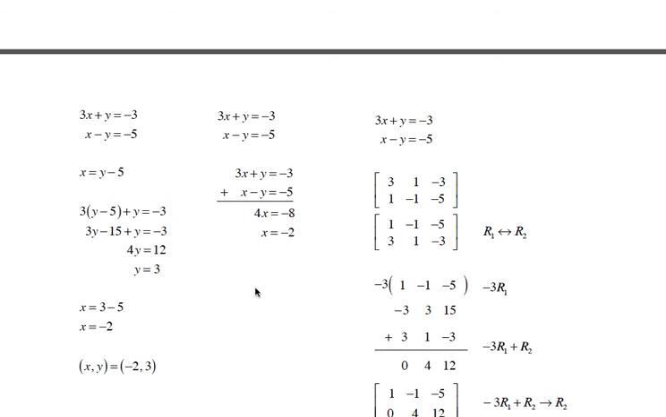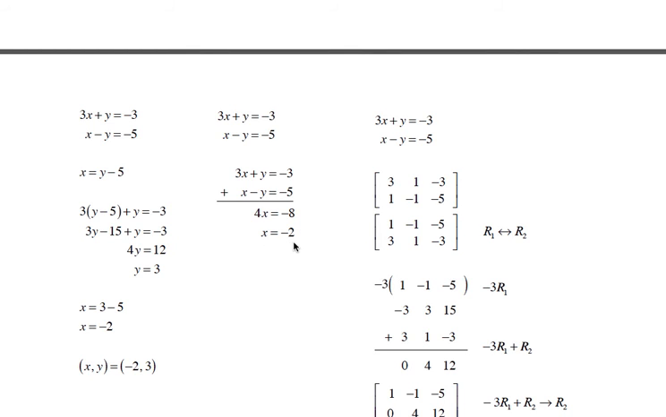Now to solve this system by elimination, since the y terms are already additive opposites of one another, I can just simply add the two equations together. So I add them together, and 3x plus x gives us a 4x, and y plus -y gives us a 0y, so the y terms are gone. The -3 plus the -5 gives us a -8, and so when we divide both sides of this equation by 4, we get x equals -2.